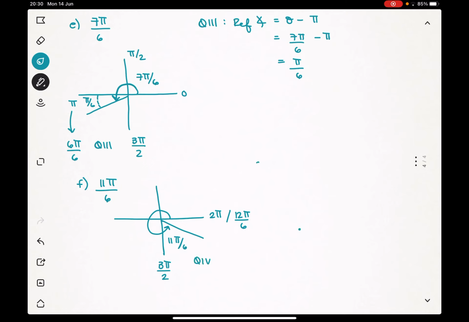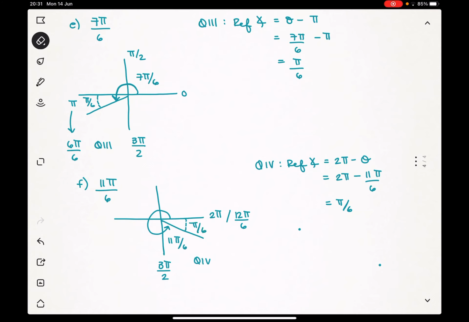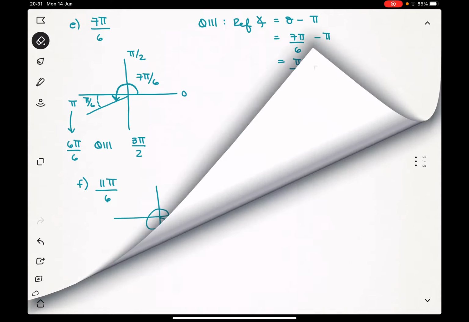So it is in quadrant 4. In quadrant 4, my reference angle is 2 pi minus the angle. So in this case it is 2 pi minus 11 pi over 6, which gives me, again, pi over 6, because it's the same length, pi over 6, right? So now for the last two, and let's see if we get another quadrant.